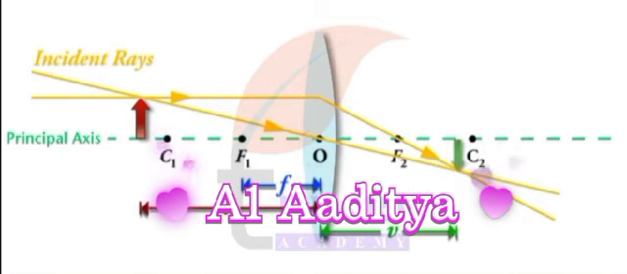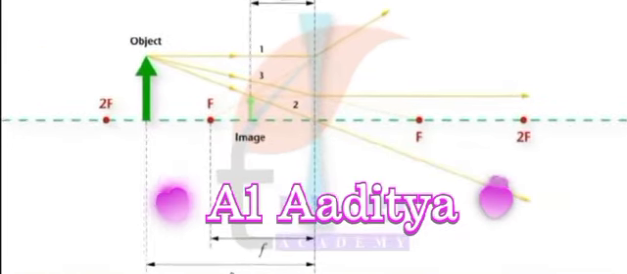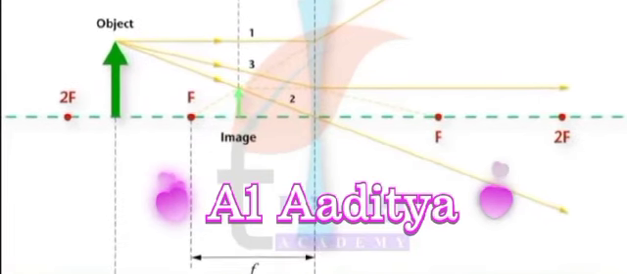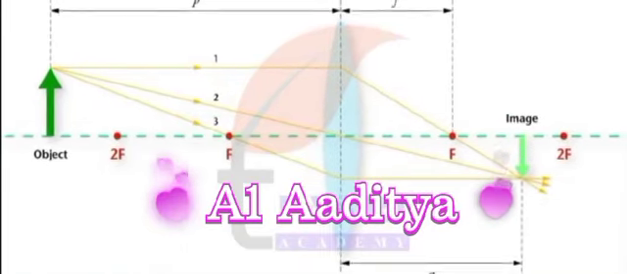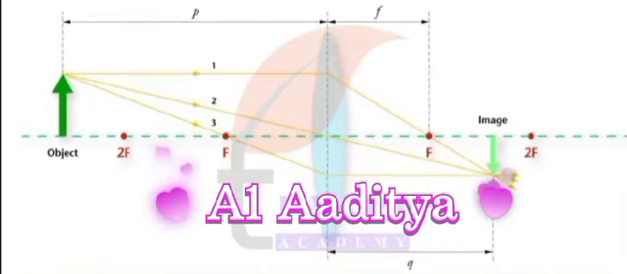The ratio of height of image and that of object, or ratio of distance of image and distance of object, gives magnification. It is generally denoted by m. The positive sign of magnification shows that image is erect and virtual, while a negative sign of magnification shows that image is real and inverted.